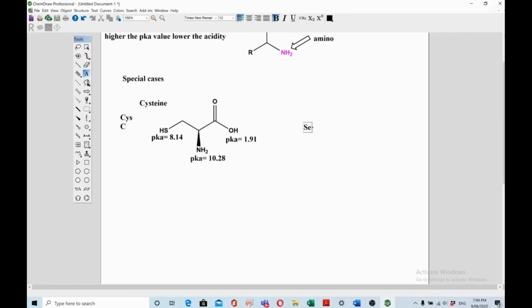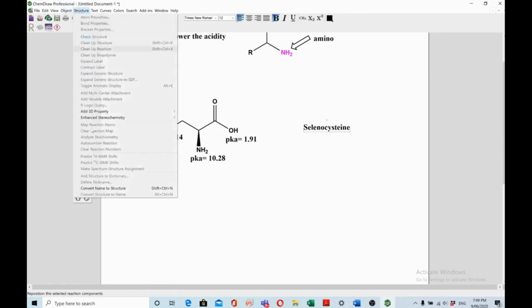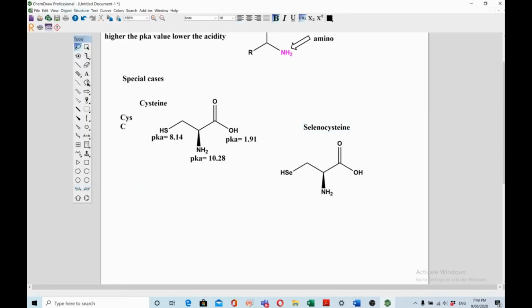The next amino acid is selenocysteine, which belongs to this category, having selenium, Se. That's why it's seleno, because of the element selenium. Selenocysteine's acid pKa is 1.9, and the pKa of this NH2 is 10.